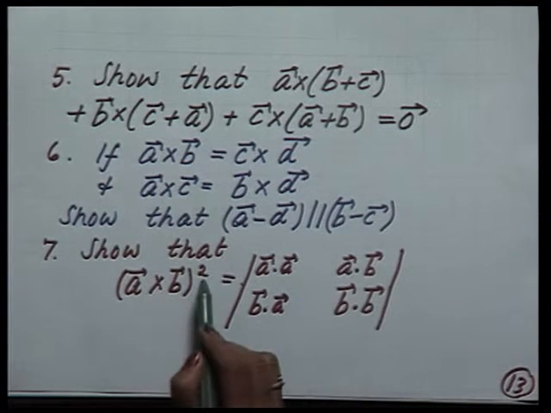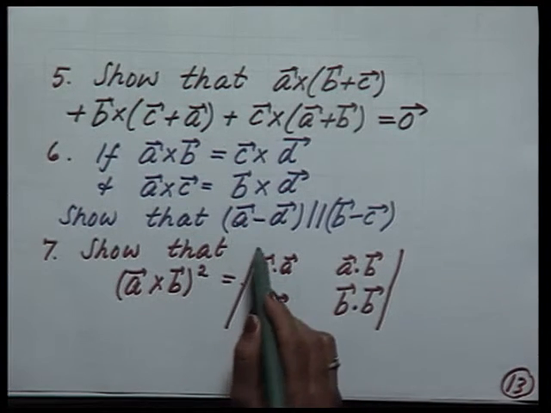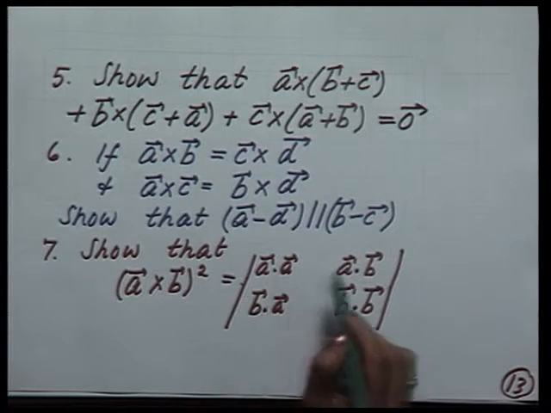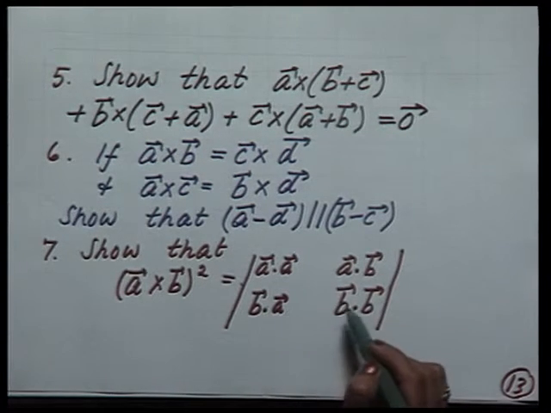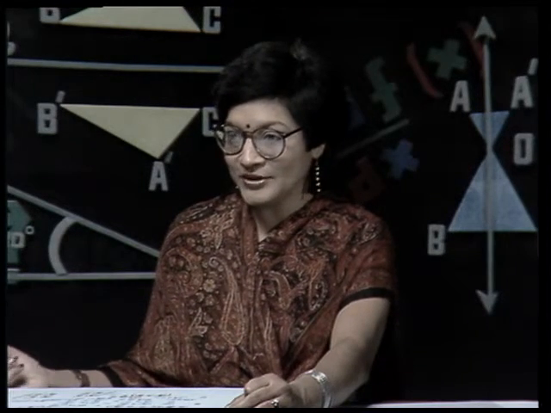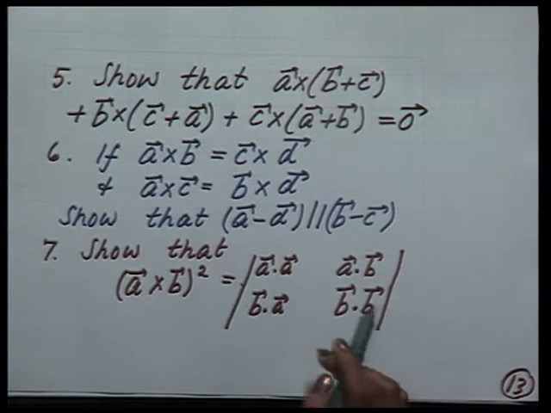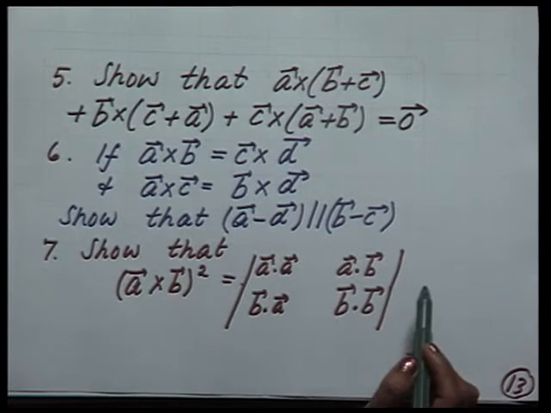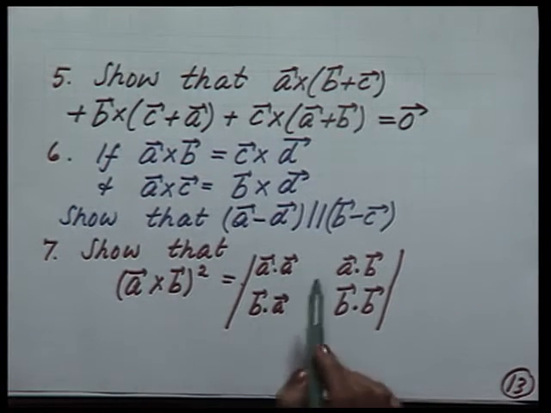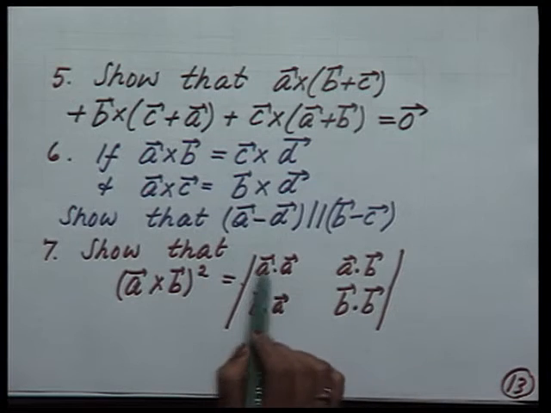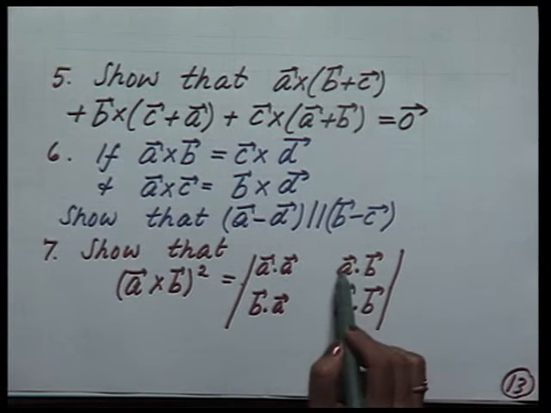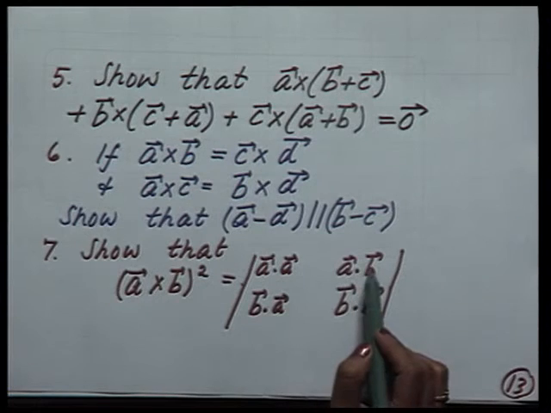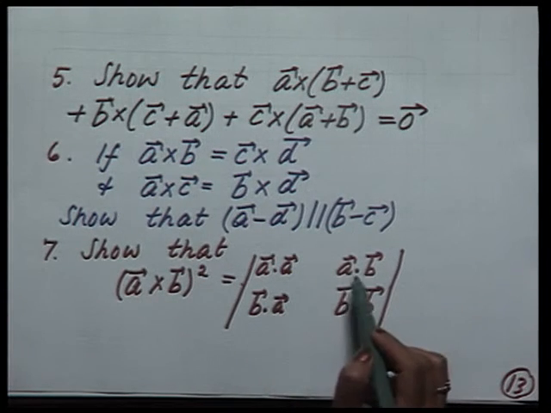Finally, we have a problem. A cross B whole squared is equal to this determinant: A dot A, A dot B, B dot A and B dot B. Once again, all you have to do is to make use of the relationship between A cross B and A dot B, and you will immediately be able to see that this is what you get, because when you simplify this determinant, you get A squared into B squared minus A dot B squared, since B dot A is equal to A dot B.